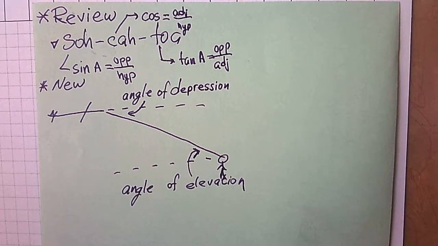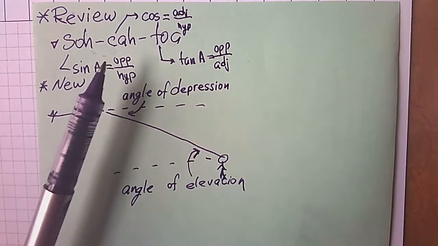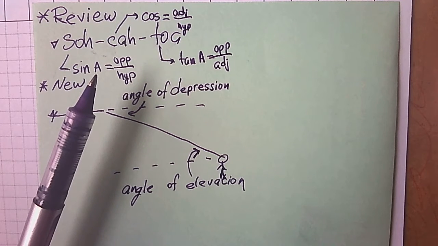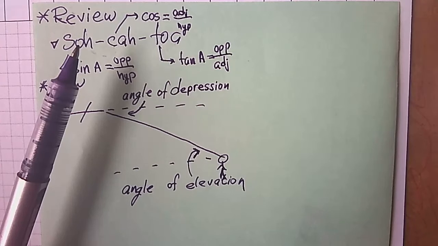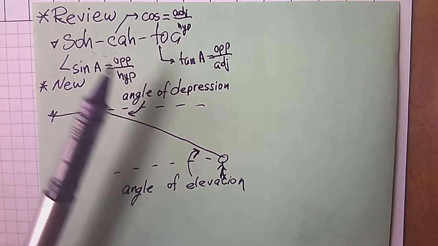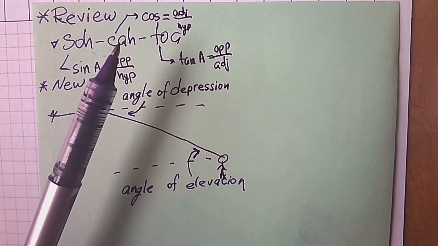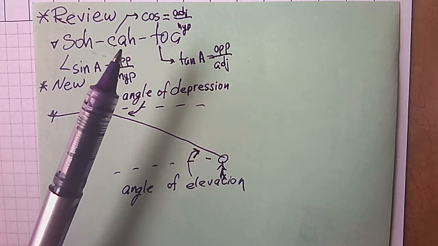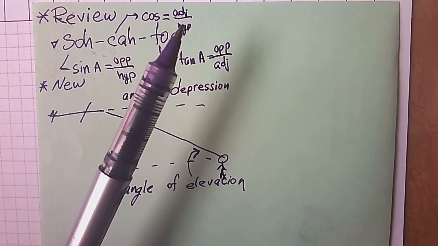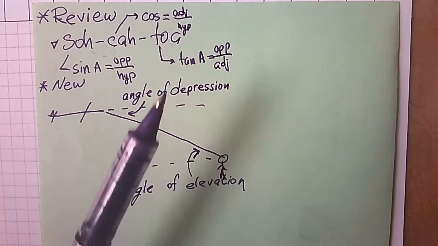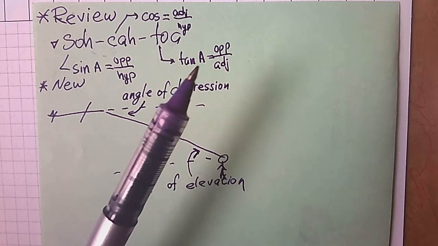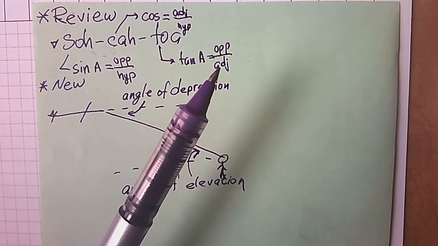Okay, to begin the lesson, let us review what we've done so far. What we have done is SOHCAHTOA. The S stands for sine of any angle, let's call it A, is equal to the opposite over the hypotenuse. Now the C is for cosine of the angle, any angle, is equal to the adjacent over the hypotenuse. Now, TOA, T stands for tangent, and the O stands for opposite and adjacent.